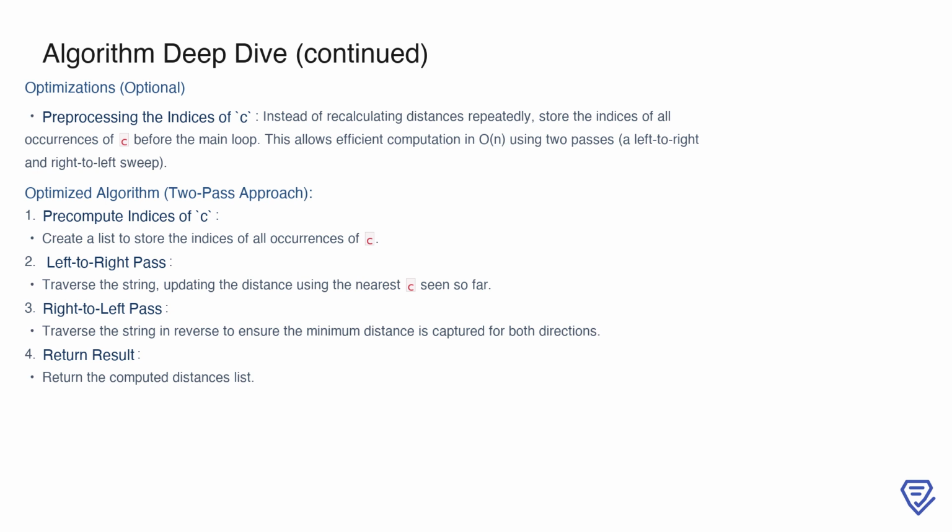By combining these two passes, we can compute the shortest distance for each character in linear time, reducing the time complexity to O(n). This optimization significantly improves efficiency, especially for longer strings. The final step is to return the computed distances list, which now contains the shortest distances for every character in the string to the nearest occurrence of C.